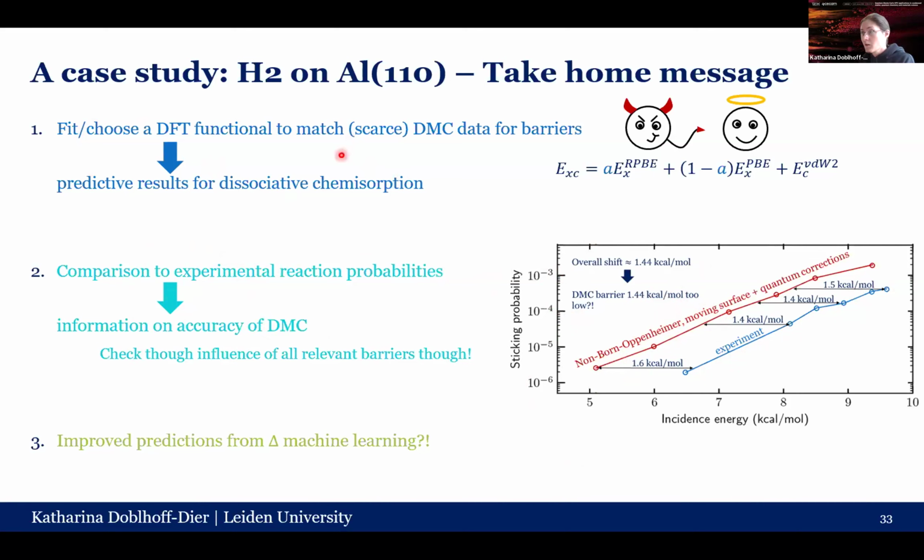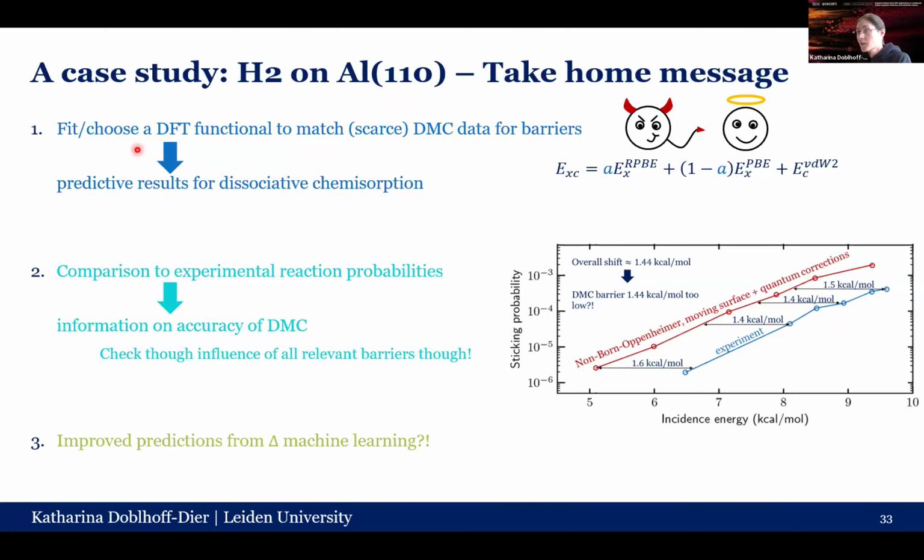This approach up here, I think we can still improve by using delta machine learning. We could maybe use several DMC data points and then get a delta learning model to improve over the DFT results. And because the differences should be slowly varying, this should be an approach that converges pretty fast.